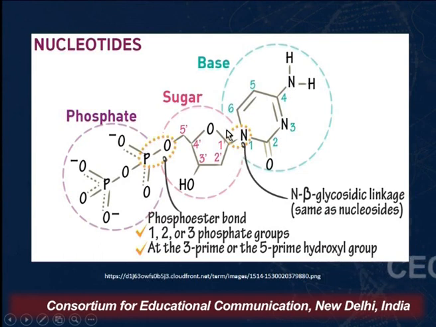Where does this nucleotide differ from a nucleoside? It differs here, in that we have a phosphate group. What happens here is that an ester bond is formed between the phosphoric acid and the OH of this sugar. Now, since the sugar is deoxyribose sugar, phosphorylation could take place here, or phosphorylation can take place here. It cannot take place here. If it was a ribose sugar, then phosphorylation would have taken place at this place also.